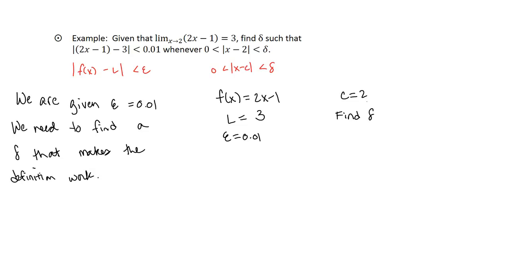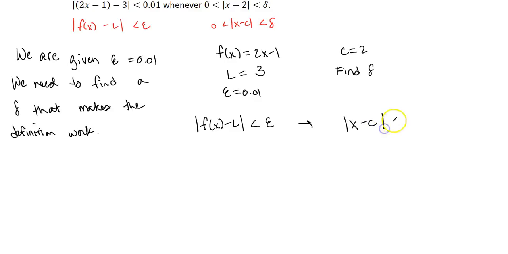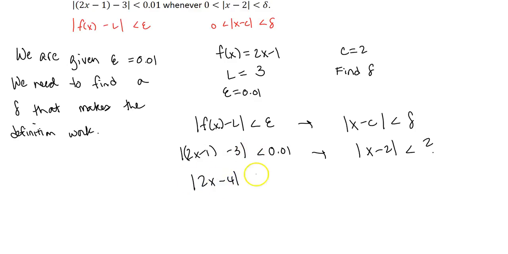So I'm going to work backwards in order to figure out what the delta needs to be. I'm going to start with the absolute value of f of x minus L is less than the epsilon that we're given, and we're going to work towards finding the delta that we need. So we start with the absolute value of 2x minus 1 minus 3 is less than 0.01, and we're going to work back to the absolute value of x minus 2 being less than something. We don't know what yet. Starting with this side, if I combine the negative 1 and the negative 3, I get the absolute value of 2x minus 4 is less than 0.01.